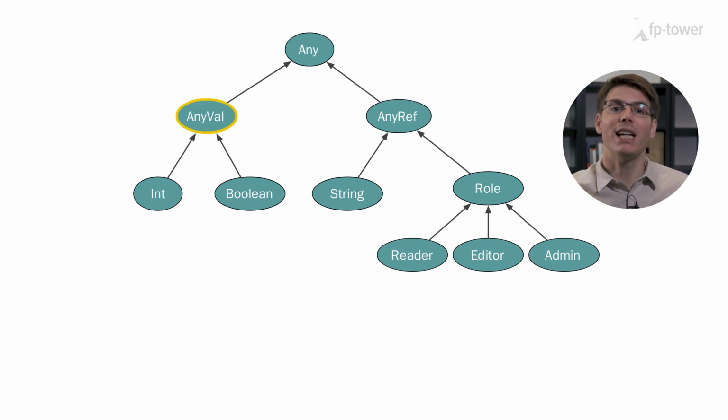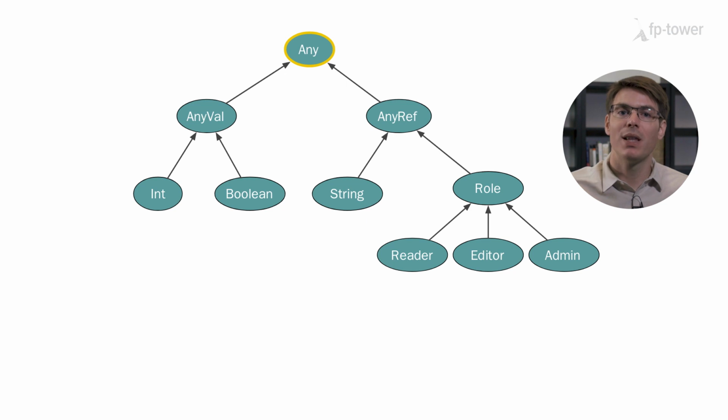AnyRef also has an equivalent for primitives. It's called AnyVal. As you can see, AnyVal is a parent of both Int and Boolean. Then at the top of the hierarchy, we have Any, the biggest possible type in Scala. Everything extends Any.